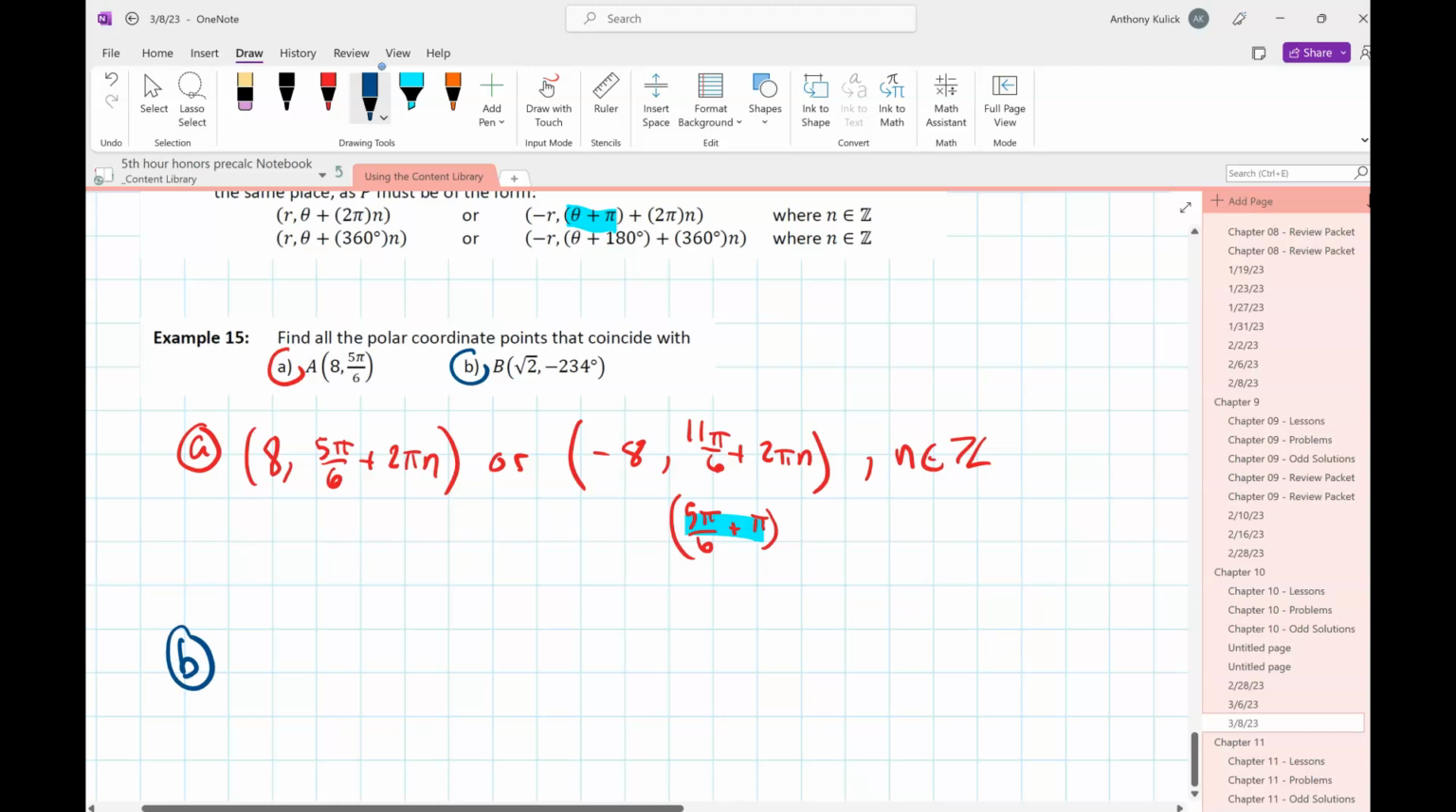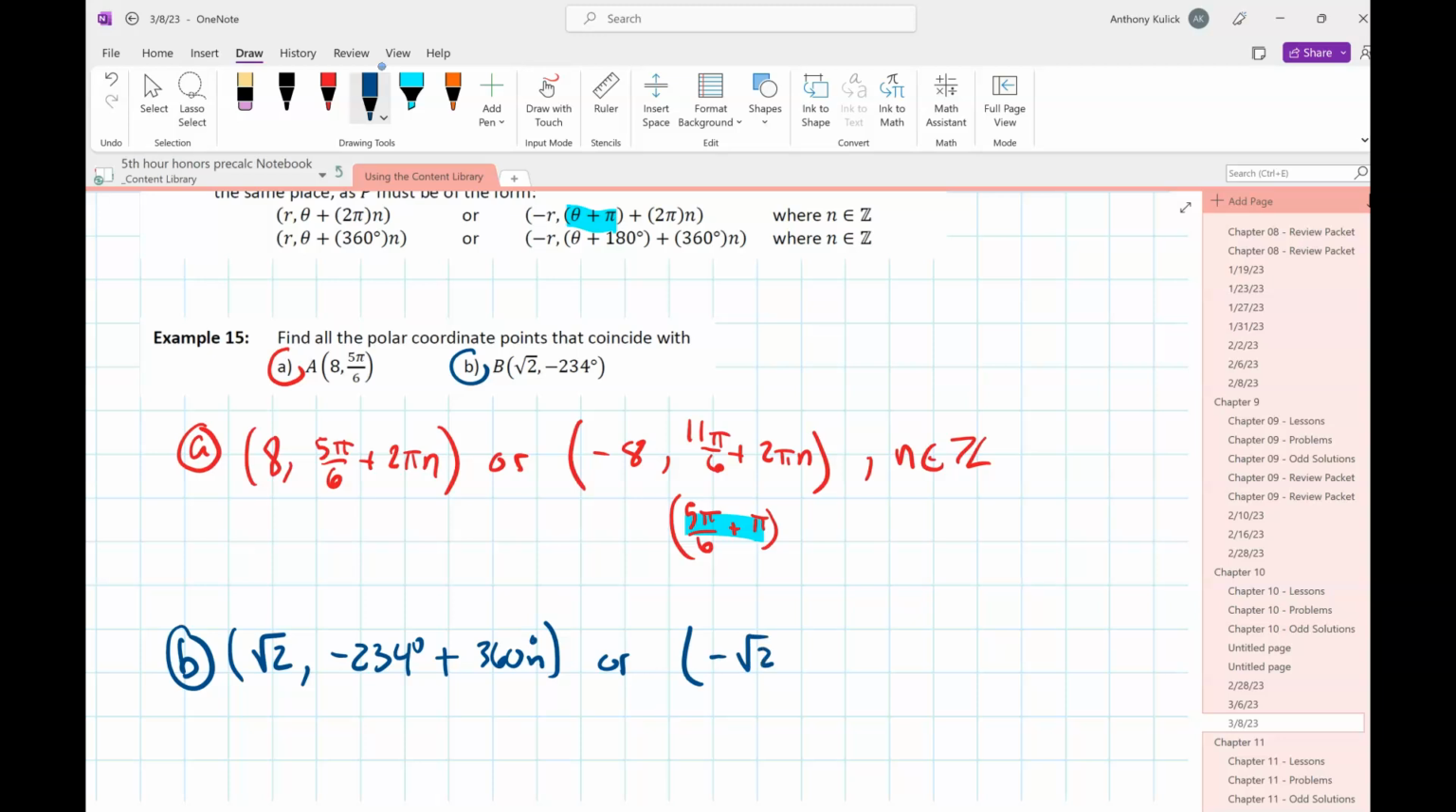And then part B, so same idea. We'll do one where the r stays the same, and we just take everything that's coterminal. But since we're in degrees, we'll use n times 360, excuse me. And then we'll have the stuff that's negative. And then negative 234 plus 180 is negative 54, and everything coterminal to that.